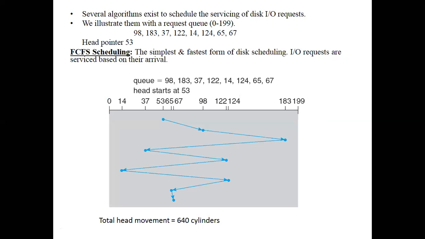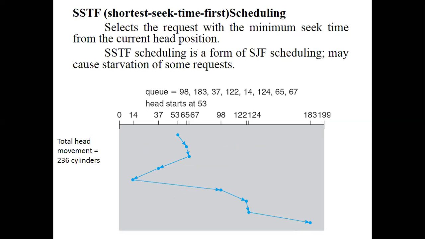For each algorithm, you have to calculate the total head movements also. For this problem, the total head movement is 640 cylinders. It is calculated as 53 minus 98 plus 98 minus 183 plus 183 minus 37, like that. But don't take 53 minus 98 as a negative value. Just take the difference. Even if you get a negative value, you have to consider it as a positive value. Just take the difference. The total head movement for this algorithm is 640 cylinders.